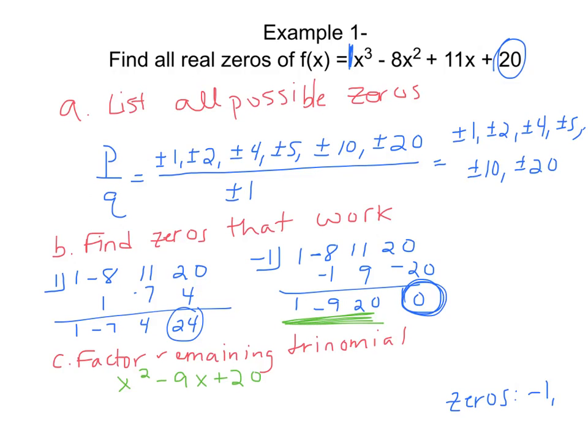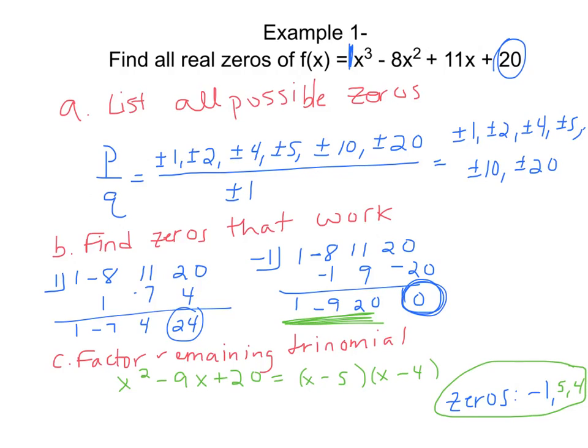Now, sometimes we won't be able to factor this, so we might have to use other things that we learned in the last unit to solve this quadratic. But always check factoring first. So I factor: I have x and x, and then the two numbers that multiply together to give me 20 and add together to give me negative 9 are negative 5 and negative 4. And that gives me zeros of 5 and 4. So my 3 real zeros of this polynomial are negative 1, 5, and 4.